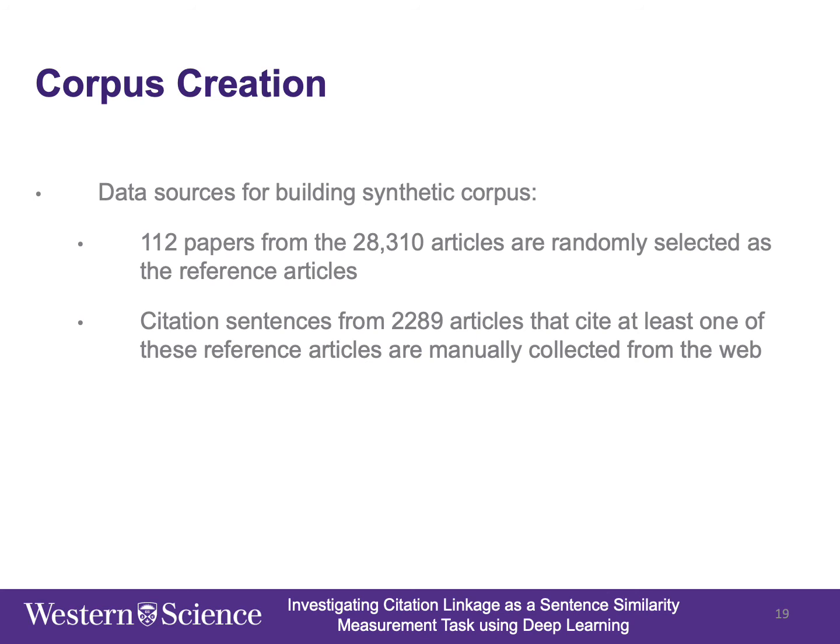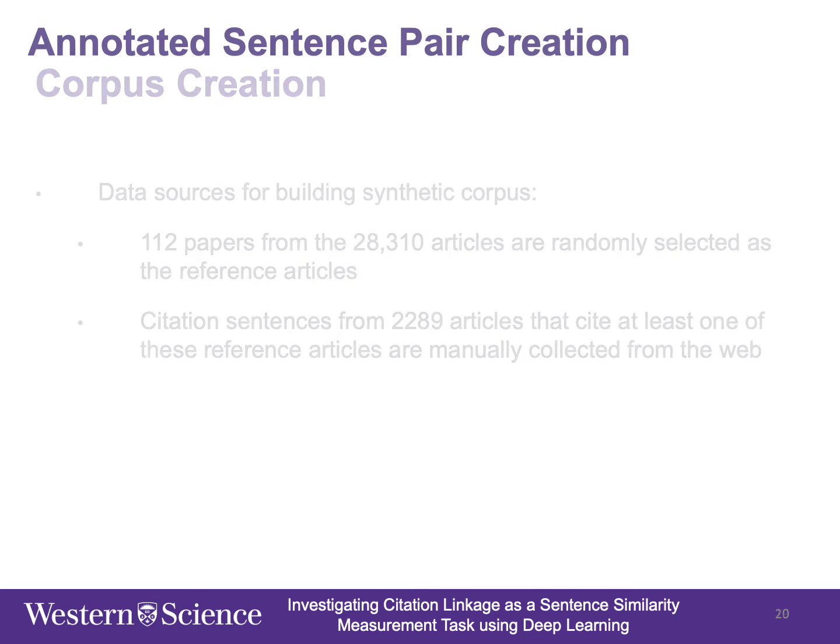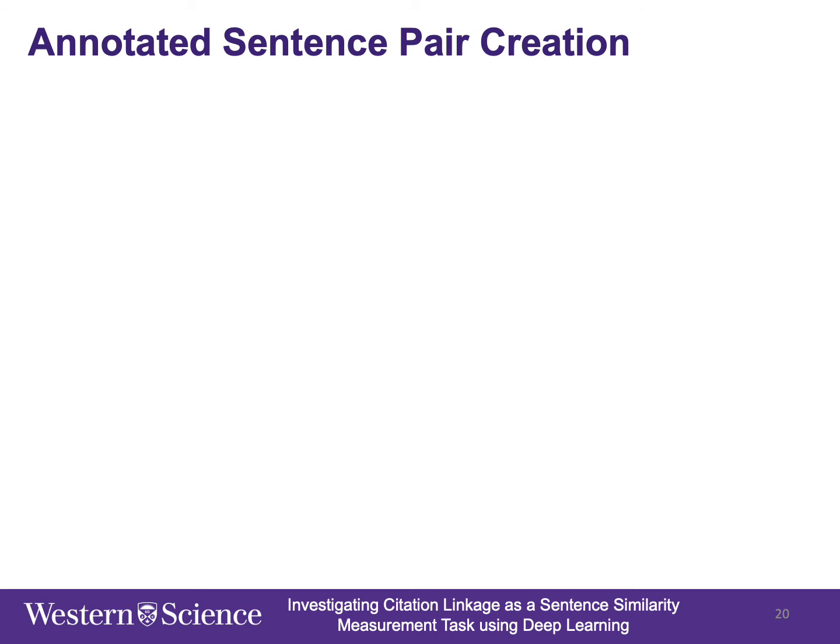For the annotated corpus creation, which contains the sentence pairs, we chose 112 papers randomly from these 28,310 articles. And for the citation sentences, we manually chose 2,289 articles from the web that cite at least one of these reference articles. So now I'm going to talk about the annotated sentence pair creation.